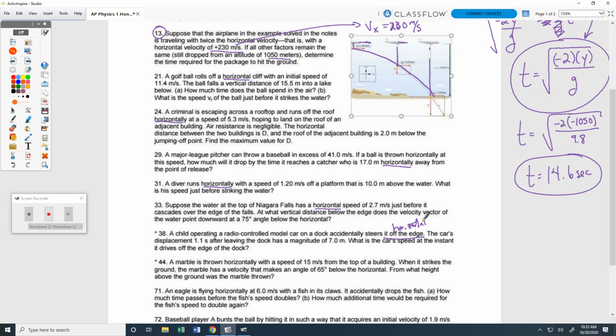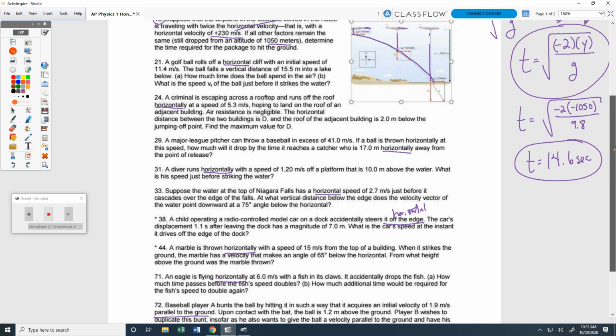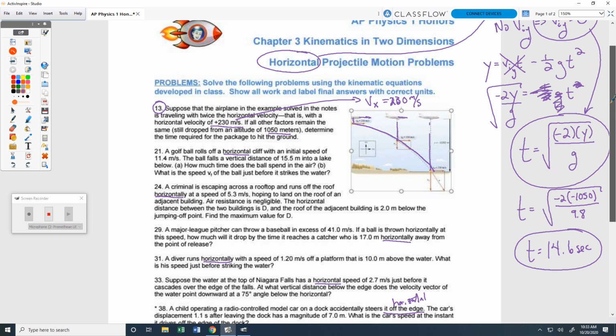Horizontal. The marble is thrown horizontally. The eagle is flying horizontally. The baseball player bunts so that it acquires a horizontal initial velocity parallel to the ground. That's horizontal. So all of these are horizontal. That means VIY is going to be 0 for all of these, and we can use that to our advantage.